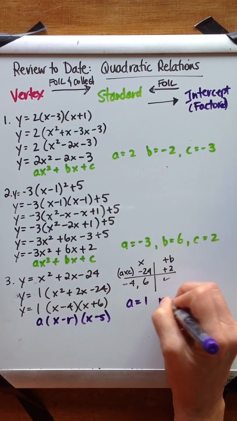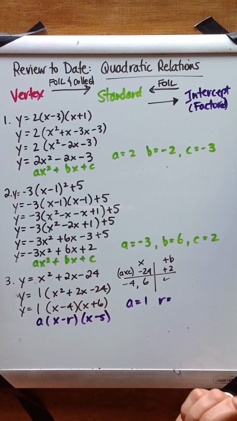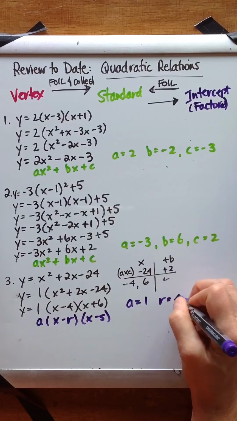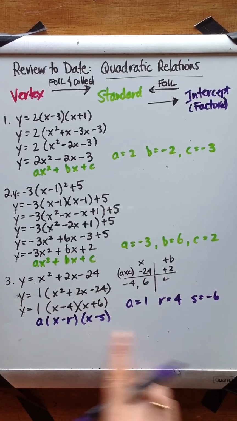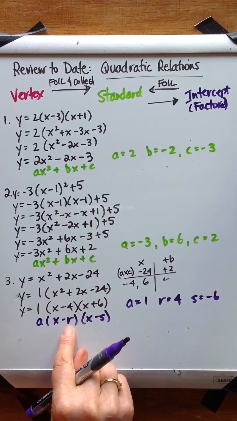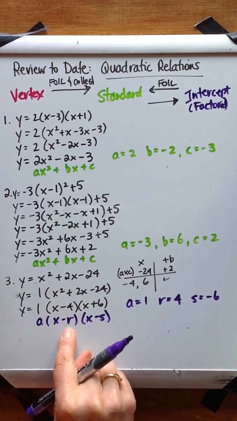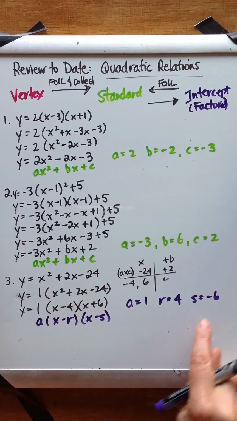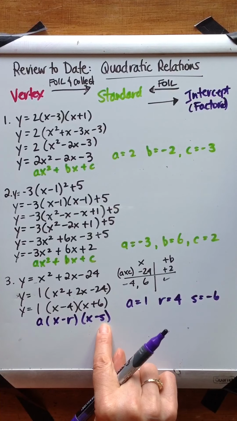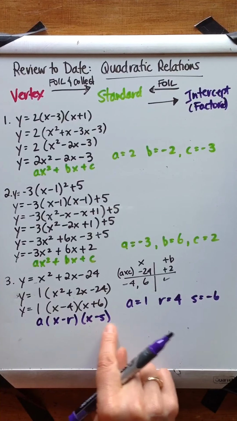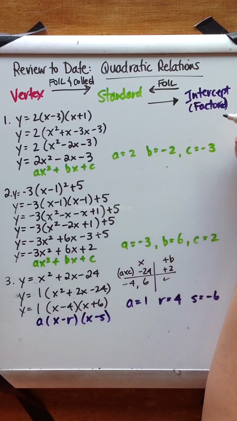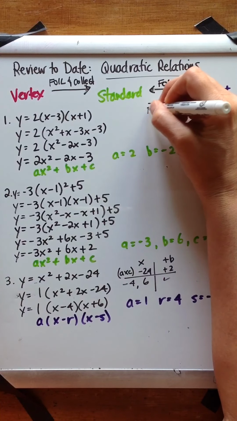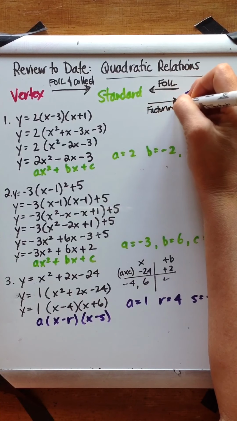And our r value and our s value are going to be opposite to what we see. So r is actually equal to 4 and s is equal to negative 6. Think about why that's the case. If I put 4 in for r right here, x minus positive 4 is going to make it look like x minus 4. And if I sub in negative 6 into x, x minus negative 6 will appear as x plus 6, which is exactly what I want. So it would seem then, going from standard to intercept involves factoring, not surprisingly.